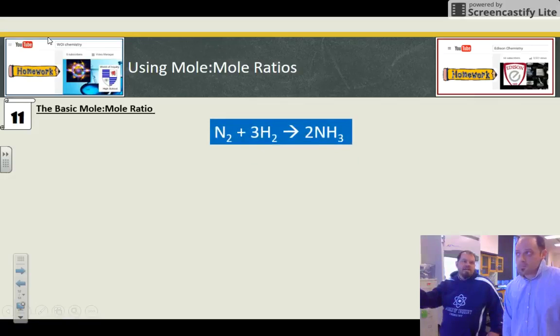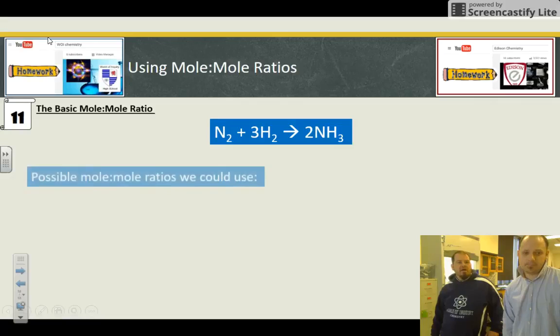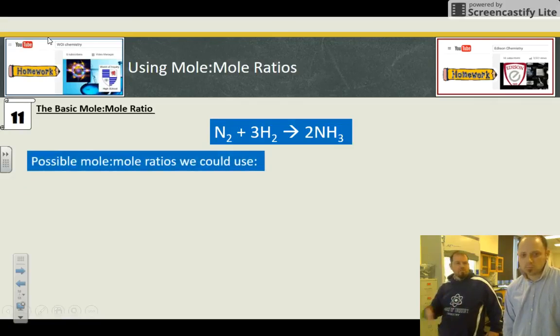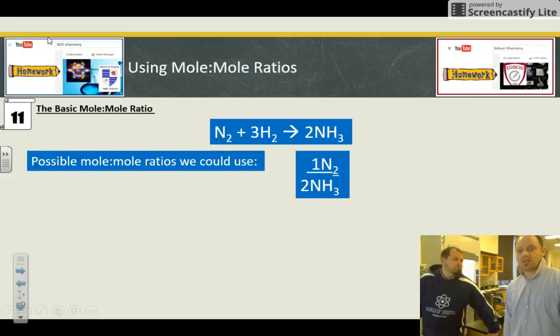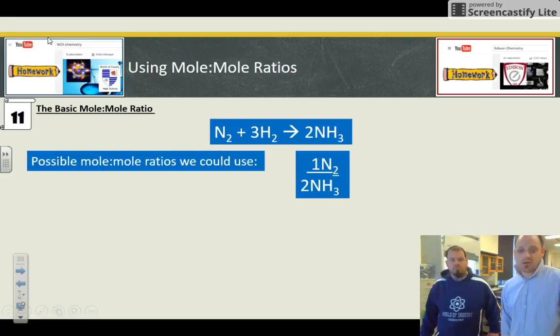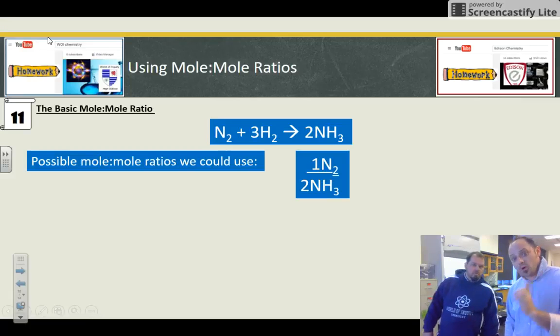So here's an example. Basic mole ratio. It's balanced, right? 2 and 6, 2 and 6. Yep, done. It's a balanced chemical reaction, and I can make all sorts of mole-to-mole ratios based on this. So I could say for every 1 nitrogen, I'm going to make 2 ammonias. That's the conversion factor. And where did I get the 1 in front of the N2? It's implied because there's no number written in front of the N2.